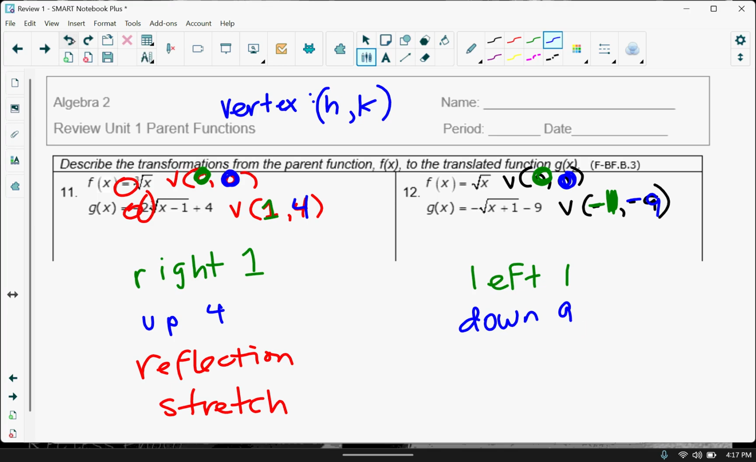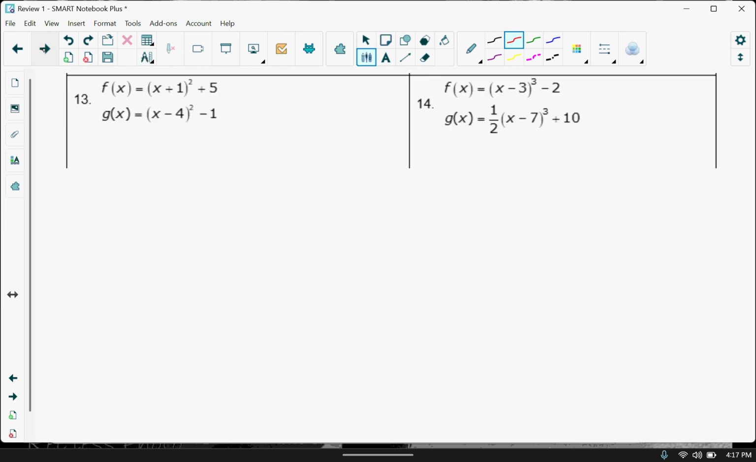I don't like the way I wrote the 9. It looks like an A. So let me write that again. Down 9. That's better. And then we compare the fronts to see if it's got any stuff in the front. This one has the negative, so that's going to be that reflection again. So those are your 3 transformations.